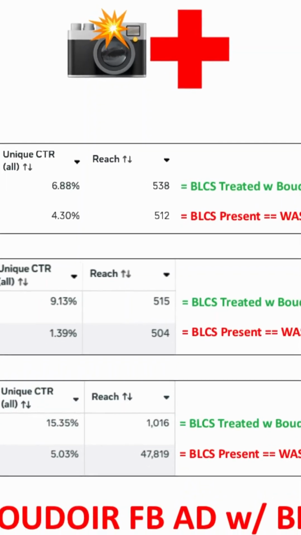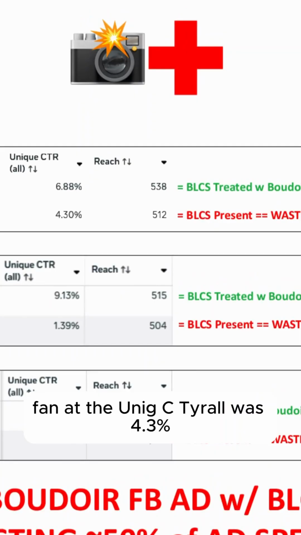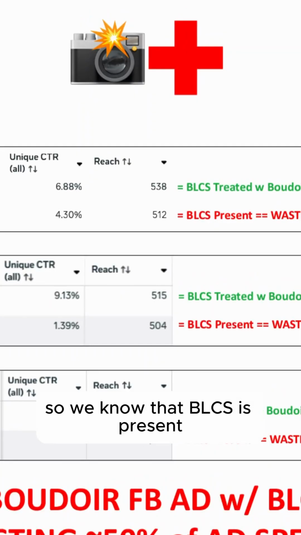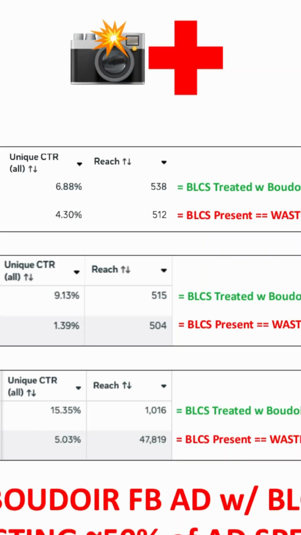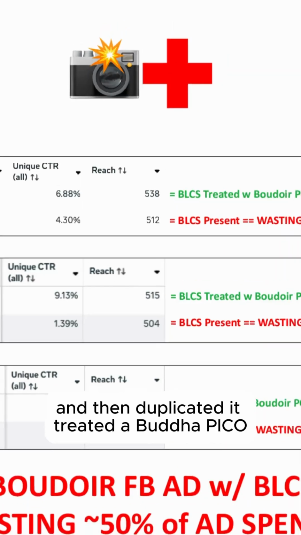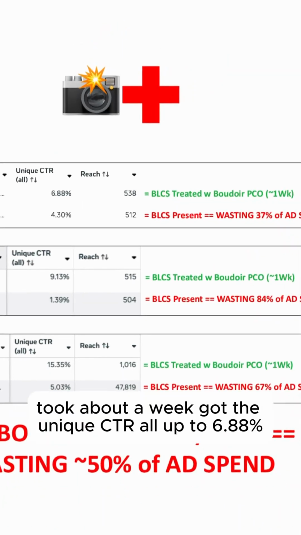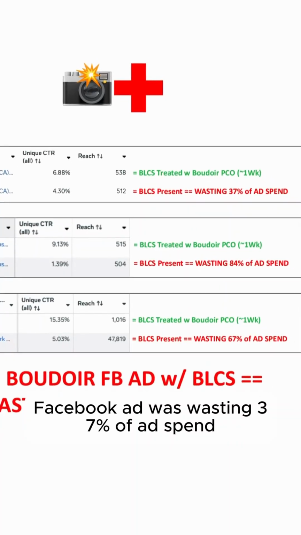First one, found out the unique CTR was 4.3%. So we know that BLCS is present. Unique CTR under 6% means BLCS is present. And then we duplicated it, treated it with Boudoir Pico, took about a week, and got the unique CTR up to 6.88%. So we found out the original Boudoir Facebook ad was wasting 37% of ad spend.